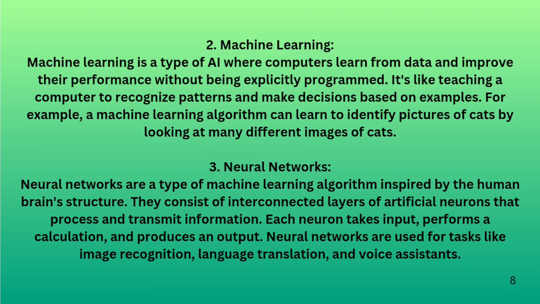3. Neural networks. Neural networks are a type of machine learning algorithm inspired by the human brain structure. They consist of interconnected layers of artificial neurons that process and transmit information. Each neuron takes input, performs a calculation, and produces an output. Neural networks are used for tasks like image recognition, language translation, and voice assistance.